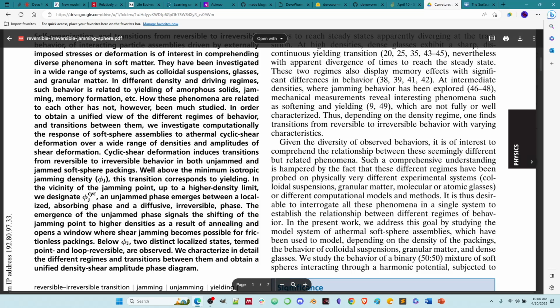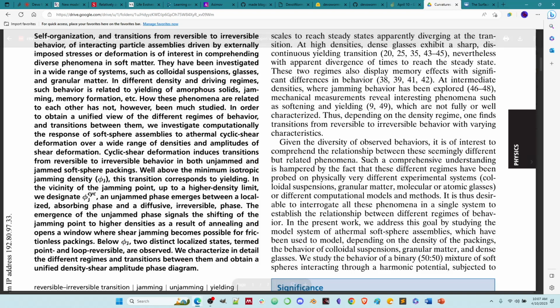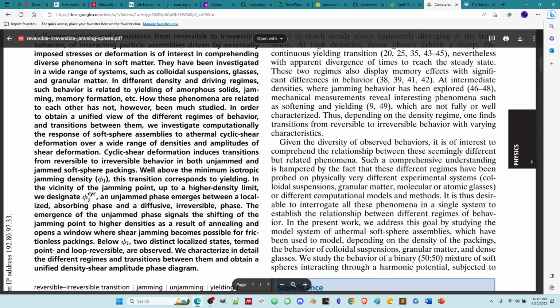Cyclic shear deformation includes transitions from reversible to irreversible behavior with unjammed and jammed soft sphere packings, well above the minimum isotropic jamming density, which is this parameter. The transition corresponds to yielding. In the vicinity of the jamming point, up to a higher density limit, we designate this parameter, J sub sic.